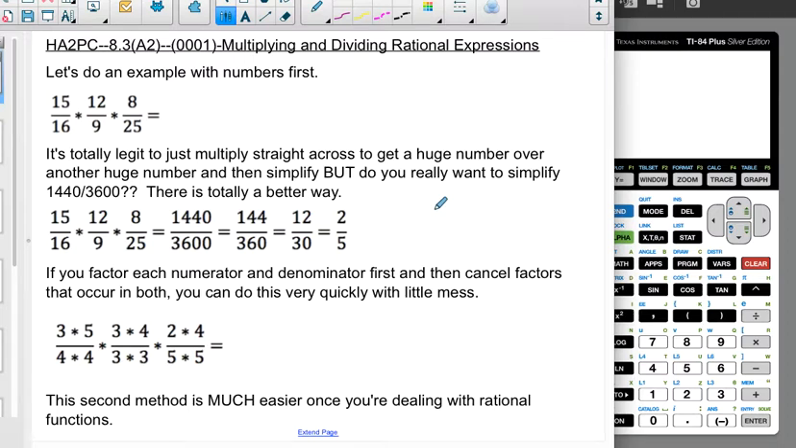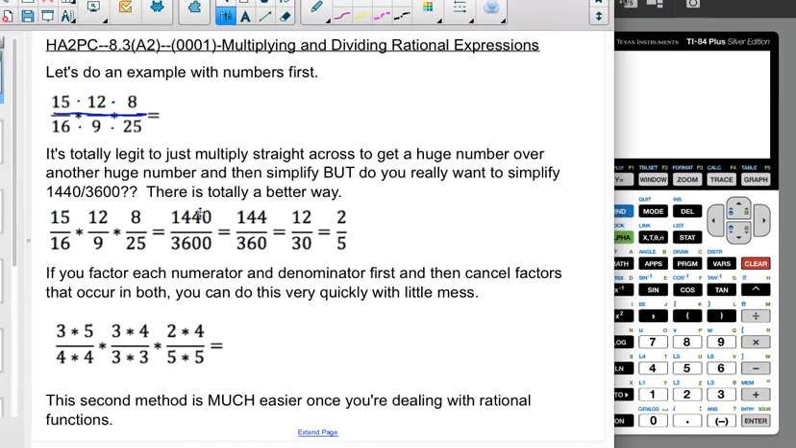So let's start with numbers, because I know that a lot of people get frustrated in math when we introduce letters, so let's start with stuff we understand numerically. If I were multiplying three fractions, 15 sixteenths, 12 ninths, and 8 25ths, there are two ways to approach this problem. It is totally legitimate to just multiply straight across, because that's what multiplying fractions is, right? It means that it's this thing times this thing times this thing on the top and the same thing on the bottom.